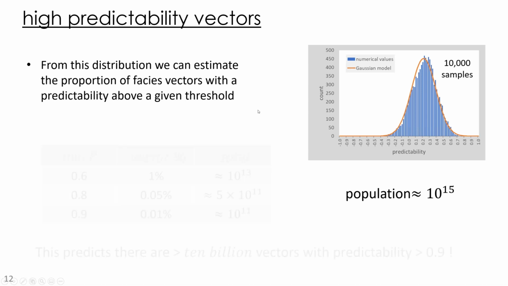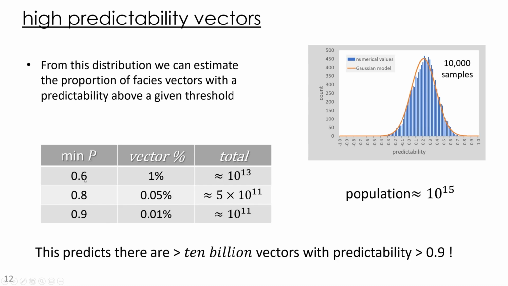This table shows the proportion of facies vectors having a predictability above some minimum threshold value. A predictability of 0.6 is roughly the threshold for an okay match. It's not a great match, but things are more or less in the right place. And it says that 1% of all the facies vectors have this predictability, which is a huge number. 10 to the power 13 facies vectors have that degree of predictability. If we increase the threshold to 0.8, then we're at 0.5%.